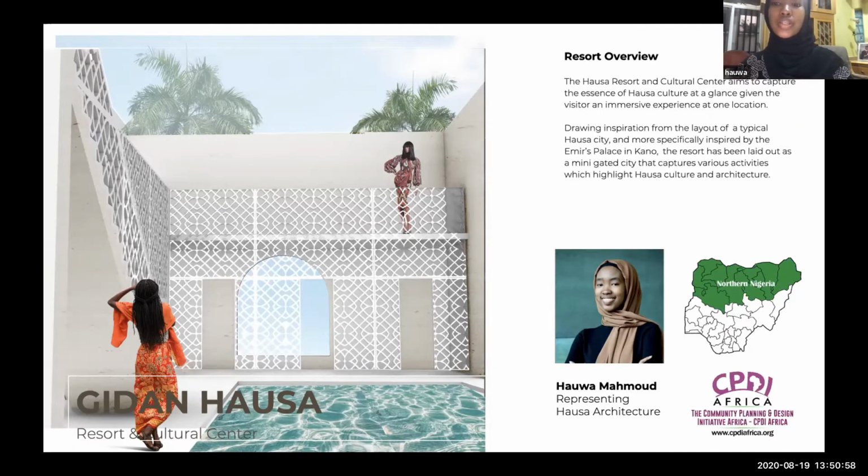So for this project, I drew inspiration from the layout of a typical Hausa city, and even more specifically from the layout of the Emir's Palace here in Kano. Hausa cities are like a lot of other cities in African culture. They're designed as gated communities with walls and very inward looking spaces. So the resort has been laid out as a mini-gated city that captures various activities which highlight Hausa culture and architecture.